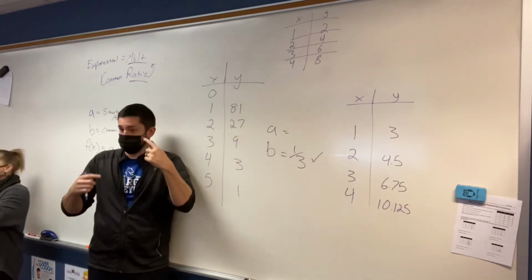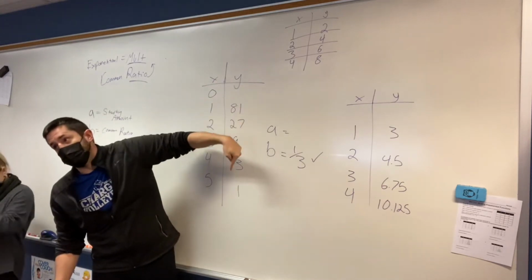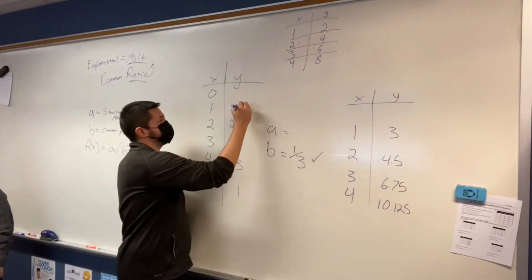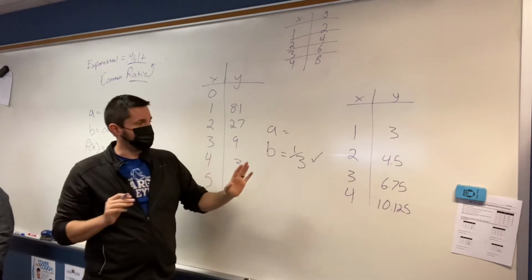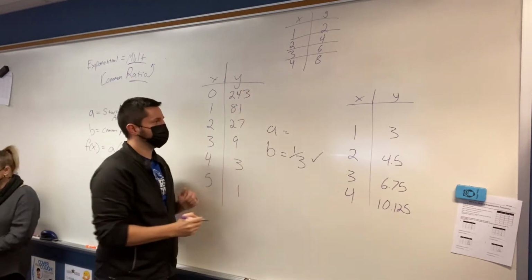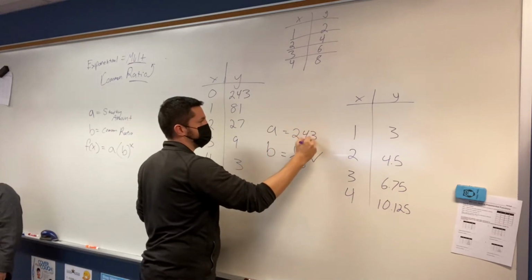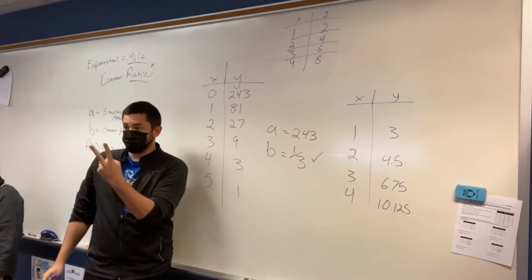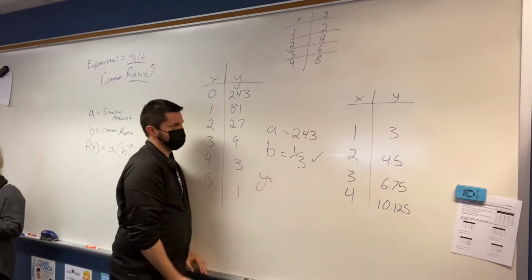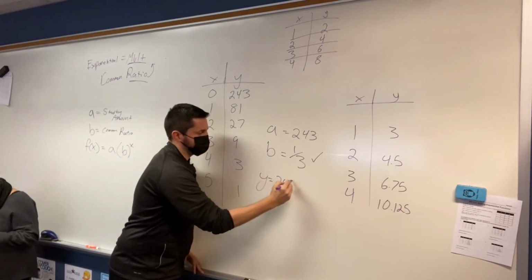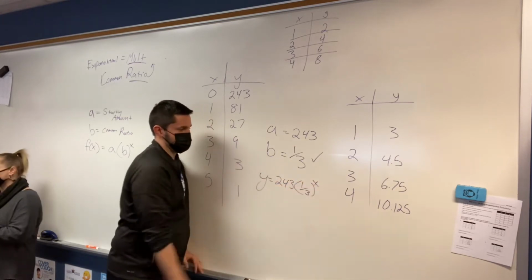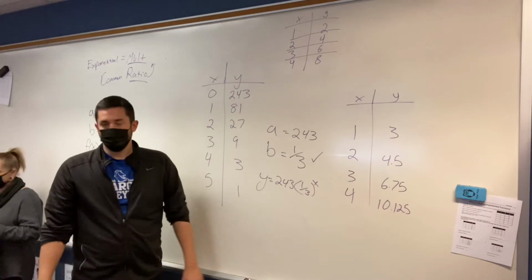Yeah, I go backwards. So if I'm dividing by 3 going this way, I'm going to multiply by 3 going this way. So I'm going to multiply by 3 and 243. Cool. So my starting value is 243. And that's the 2 pieces I need, and I'm basically done. My equation is y equals my starting amount, 243, times b, which is 1/3, to the power of x. Nice. And that's it. Wow.